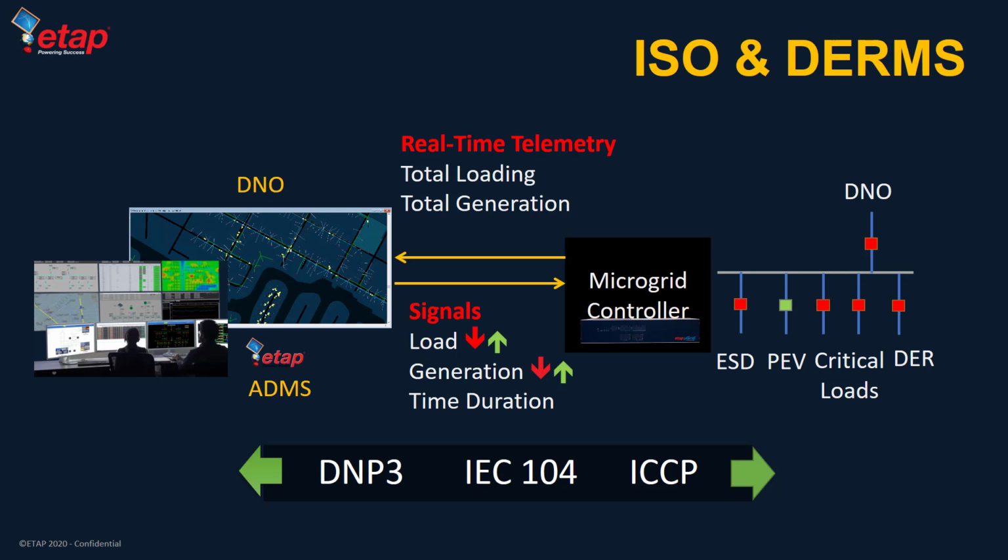The system is also designed to communicate to the system operators and distributed energy resource management systems such as ETAP Advanced Distribution Management Solution. Largely, the communication protocols utilized to communicate to the control centers include DNP3, IEC 104, and ICCP.